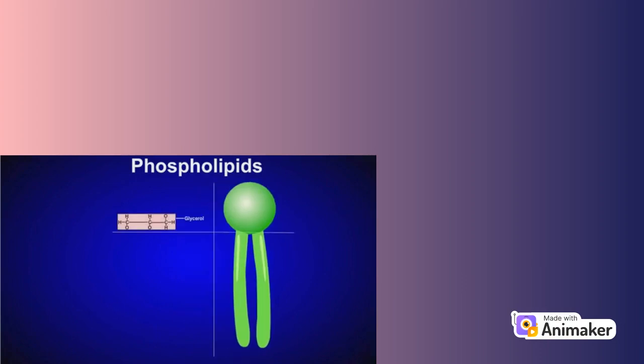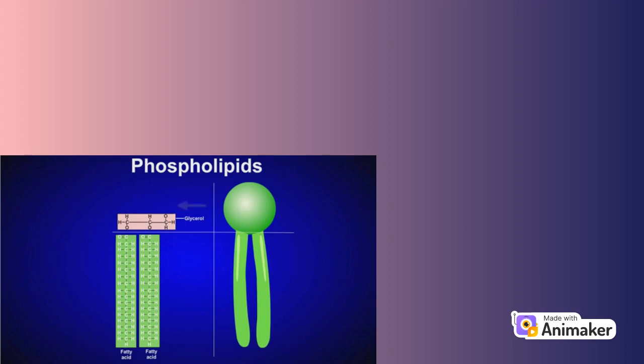Now, let's zoom back out and look at how triglycerides are knitted together. Remember, a fatty acid is only a small part of a triglyceride. To become a triglyceride, three separate fatty acids must bond with a glycerol molecule through the process of dehydration synthesis.